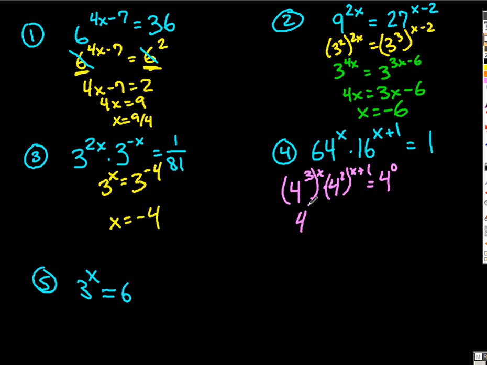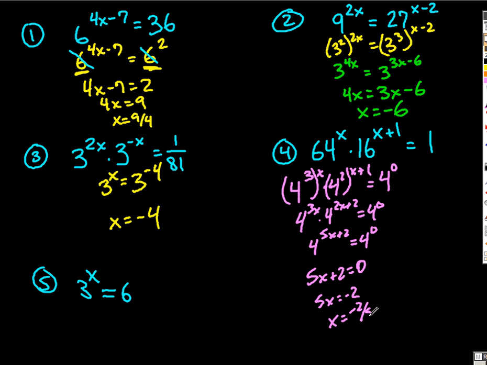So I'll have 4 to the 3x times 4 to the 2x plus 2 equals 4 to the 0. That means this is 4 to the 5x plus 2, because I'm adding my exponents since I'm multiplying, equals 4 to the 0. I now have like bases, so I can set the exponents equal. Make sure you set it equal to 0. So I get 5x equals negative 2, or x equals negative 2 over 5.